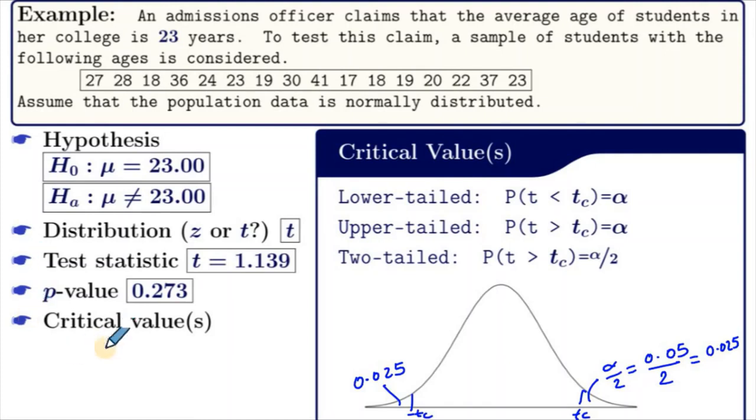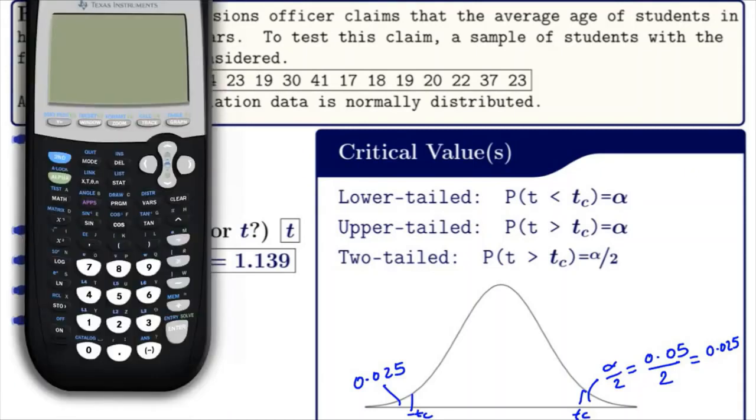Here, I will show you how to do this by using TI calculator. For other methods, please see my other videos. Let me pull up my calculator on the screen, then go to second distribution. We'll be using inverse T, number 4, then hit enter.